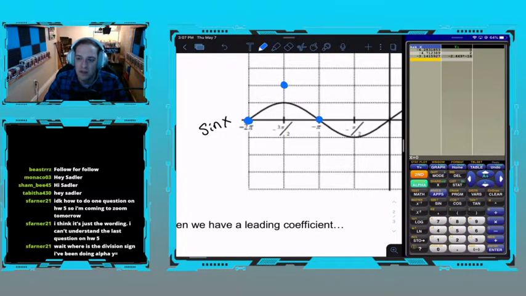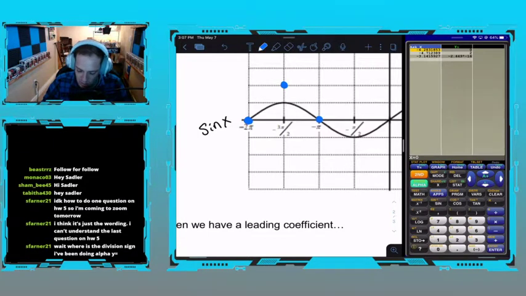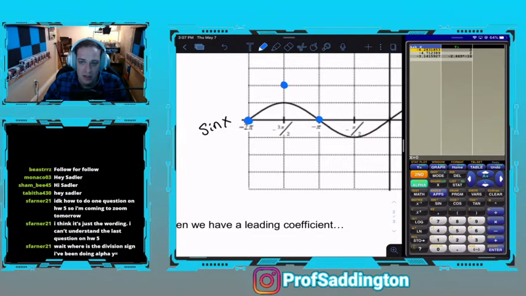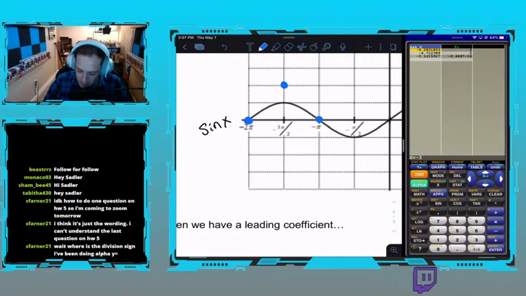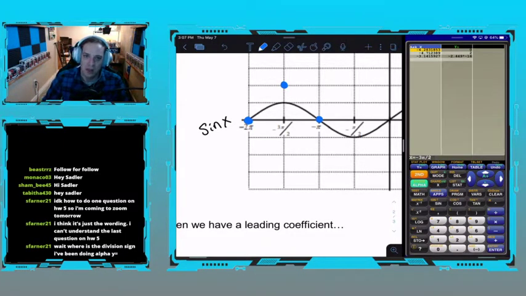Wait, where's the division sign? I've been doing alpha y equals. Is it allowing you to do it alpha y equals, Sierra? I can't do alpha y equals on mine because when I click on it, it won't let me type in fractions. So when you go to type it in, you just have to type it in as negative 3 pi and then just hit divided by 2. The iPad calculator will not allow you to do alpha y equals, so you just can't do it.